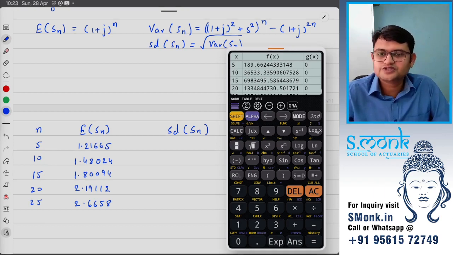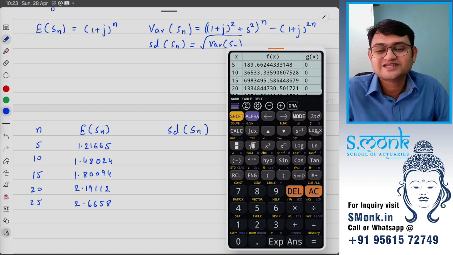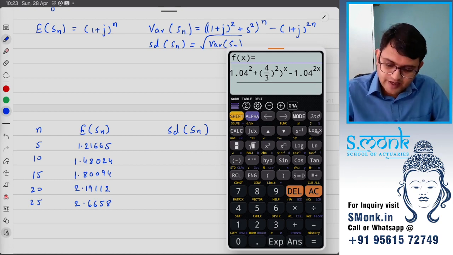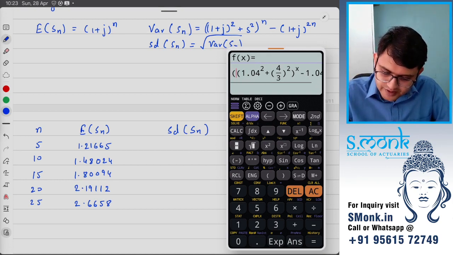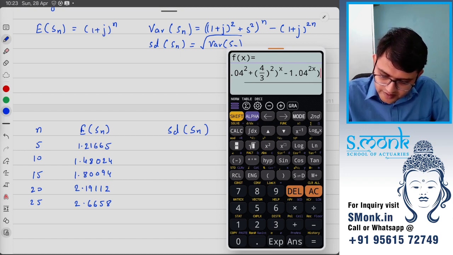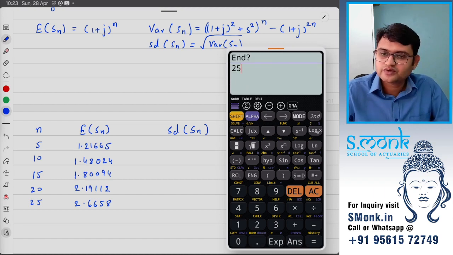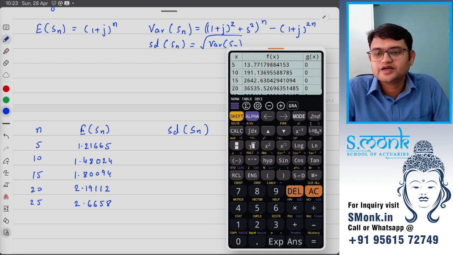So this becomes directly my variances. Okay, actually I did not want variance. I wanted the standard deviation. So I'll press AC. I get my equation back. I'll put the brackets at the beginning and at the end and say raised to 0.5. That becomes the root. Then equal to. These are nothing but the standard deviations.